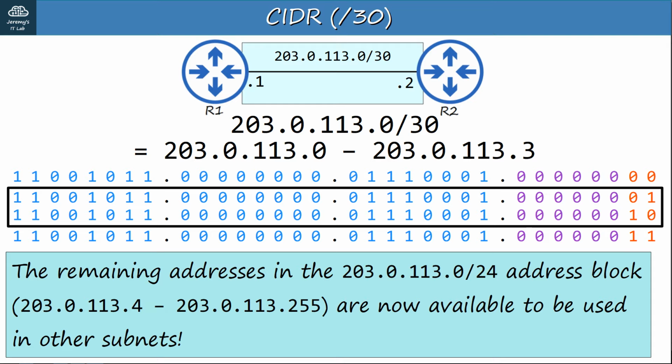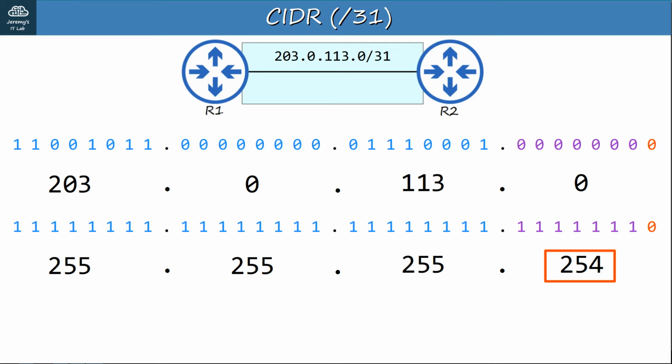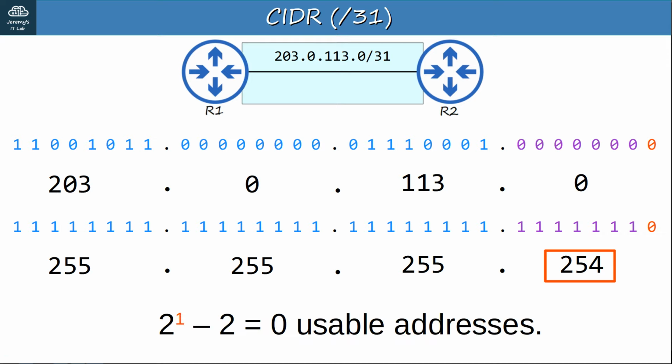Or perhaps there is another way to make this even more efficient. Let's look into it. If we use a /31 prefix length, the mask is written as 255.255.255.254 in dotted decimal. There is now only 1 host bit, so that means 0 usable addresses.